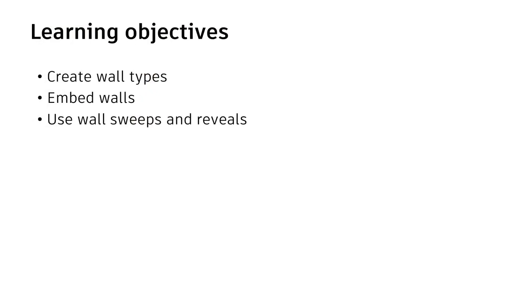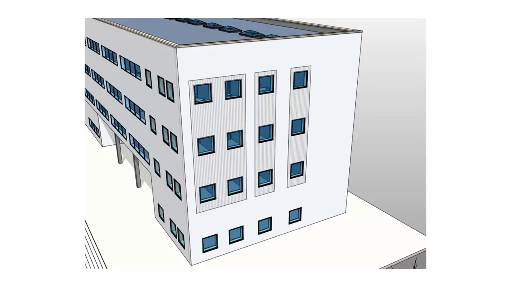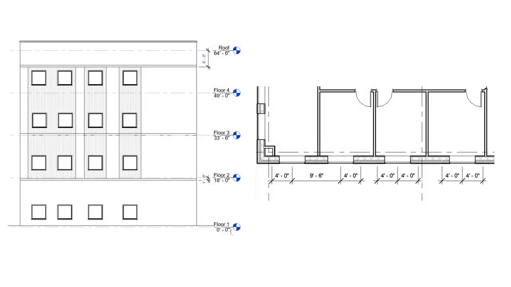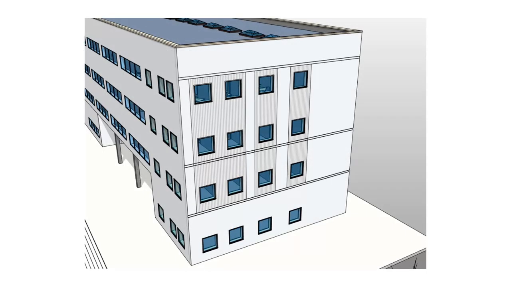In this video, we will see the solution to the practice exercise, Embed Walls. In this exercise, we need to create some vertical cladding panels to surround some windows by placing new walls and embedding those walls in the existing wall. We need to create a new wall type for the cladding panels, and we also need to place some reveals in the existing wall to frame the panels top and bottom.